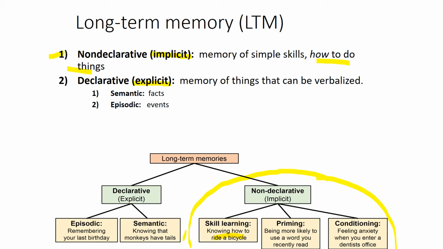Now, declarative or explicit memories are memories that can be verbalized. Here, we have two different types. Episodic memories are of different events, and these can last from minutes to years that you recall. Semantic memories are where we remember facts, like knowing that monkeys have tails, and this can take minutes to years in terms of how long they're stored.